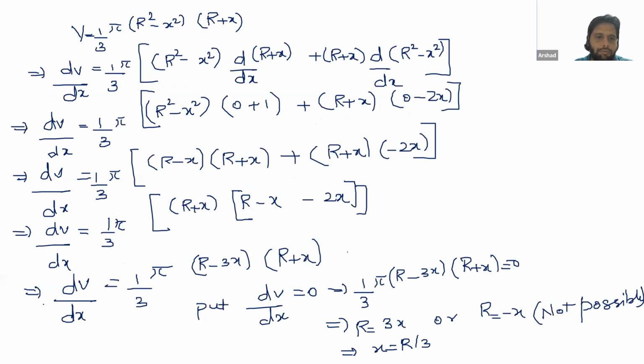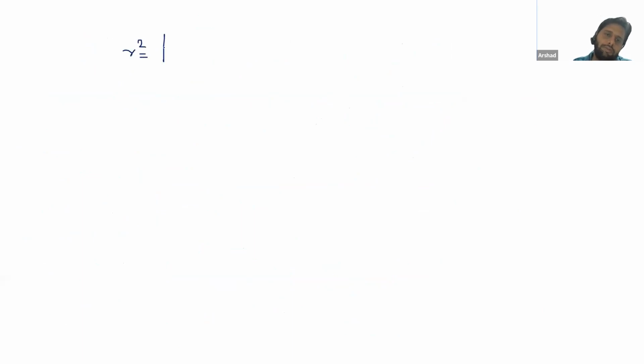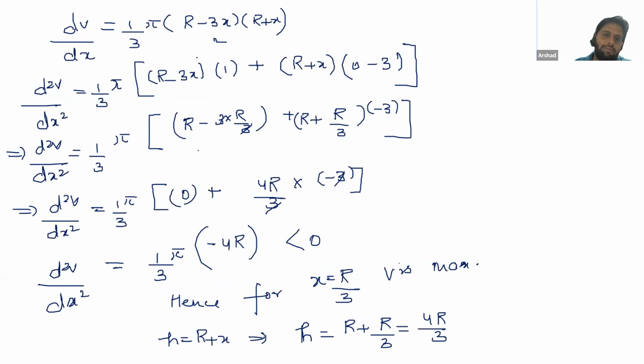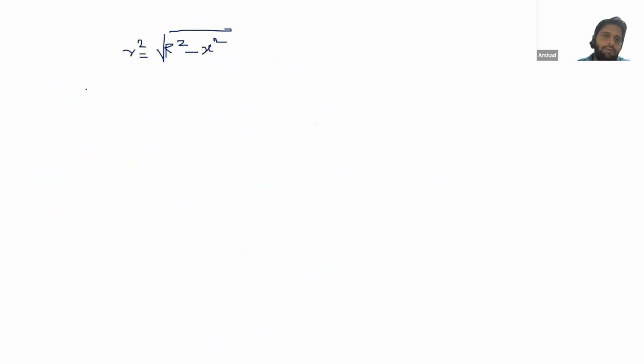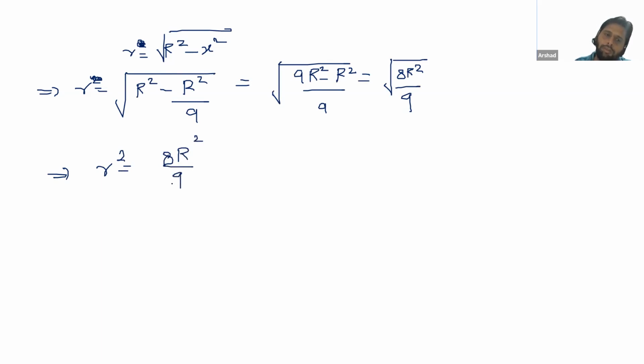We need the radius also. So what is the radius? Radius is under root of r square minus x square. Put this value. What is x? R by 3. So this is under root of r square minus r square by 9. Do the calculation. So this will give you under root of 8r square by 9. So the radius square will be equal to 8r square by 9.